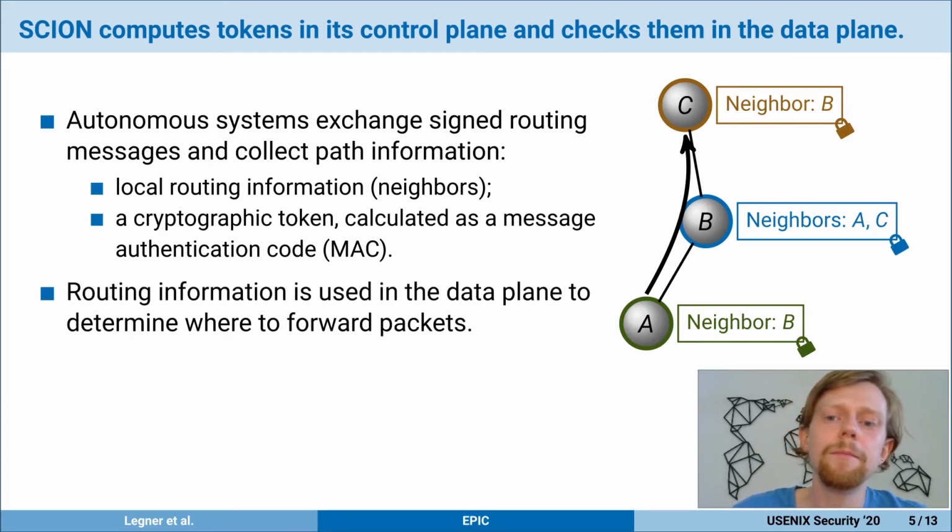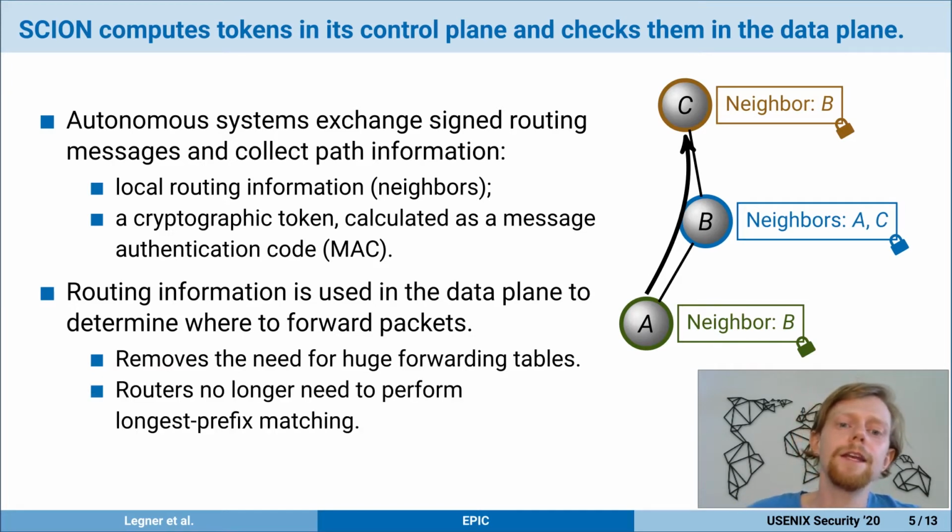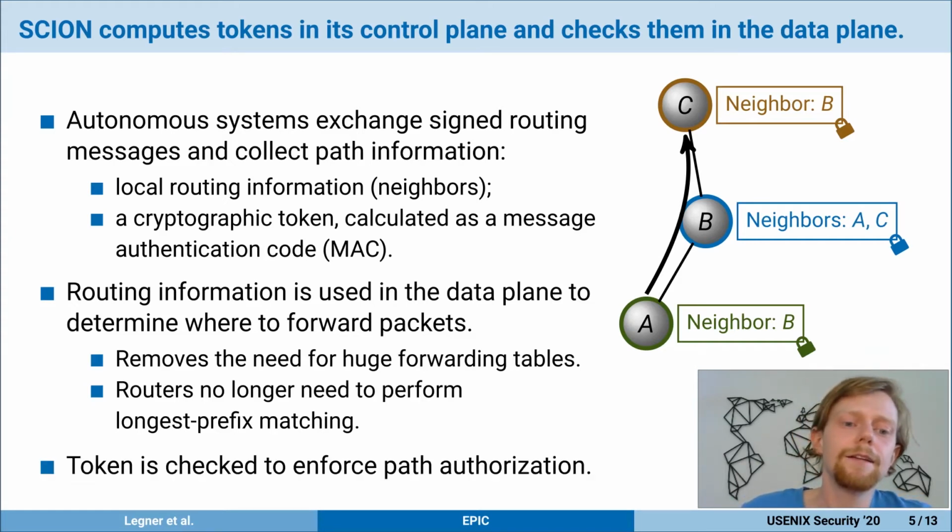Now, the big benefit here is that in the data plane, where this local routing information is available in the packet header, it can be directly used to determine where to forward packets. This removes the need for the huge routing and forwarding tables that are needed in today's internet, and the need of longest prefix matching in the IP-based internet. Instead, this cryptographic token is checked, and routers simply forward the packet according to this local routing information.